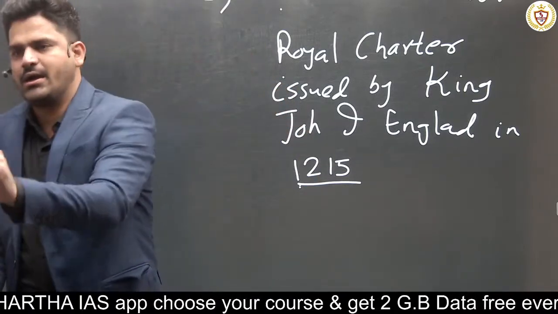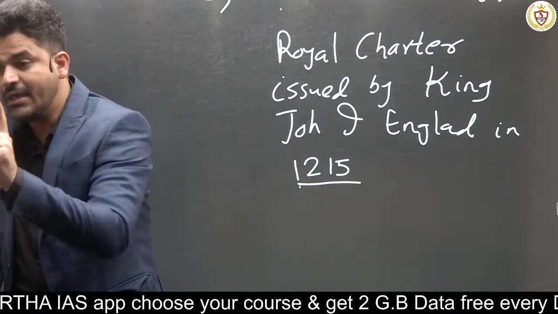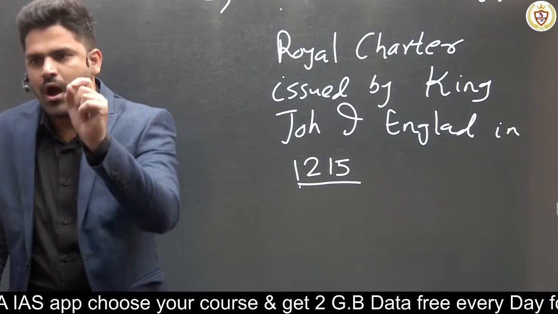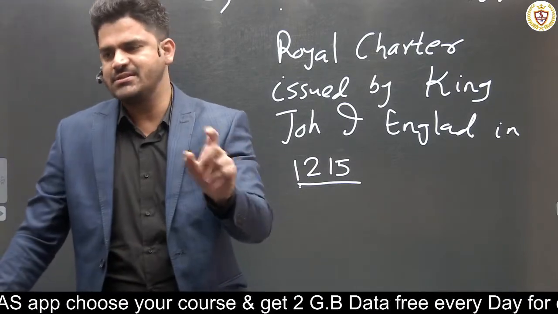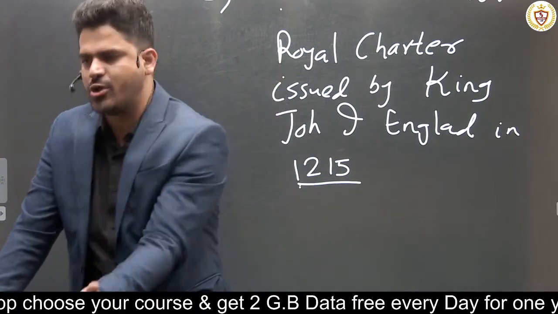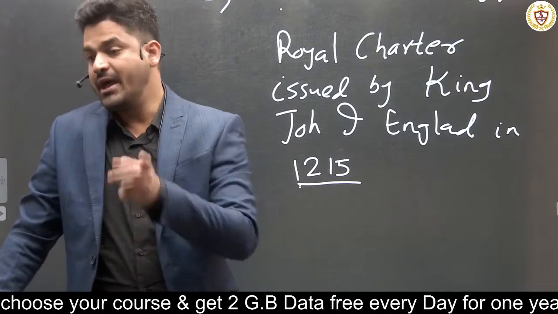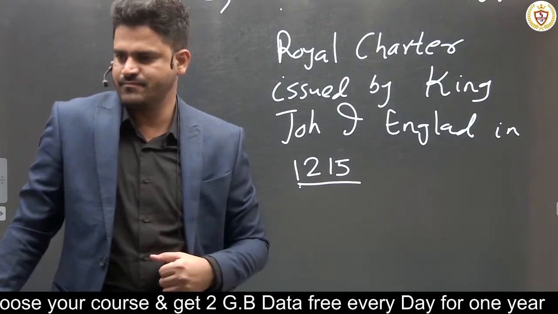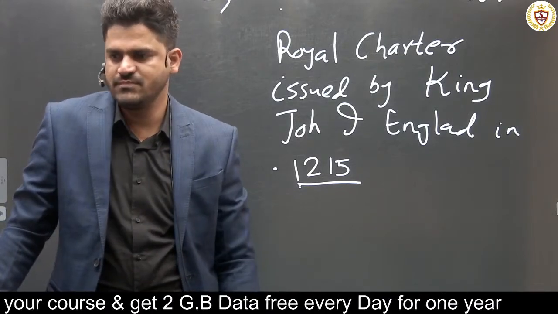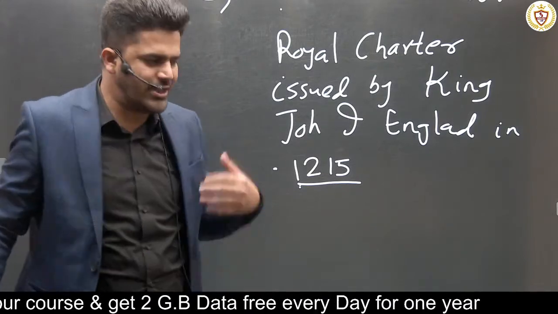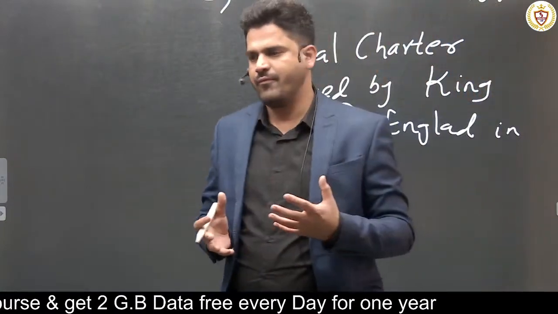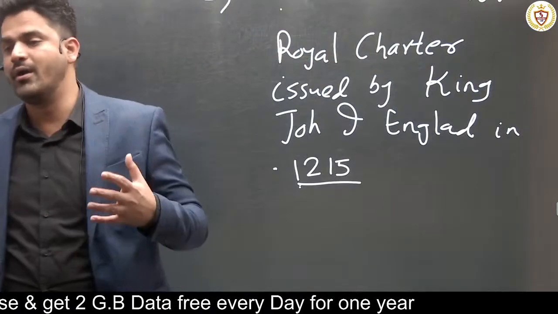Now Magna Carta of 1215 is the first written document about rights of the citizens in the world. It is the oldest and the first written document regarding rights of the individuals. It was issued in 1215. समझ में आया मैग्ना कार्टा क्या है? It is the oldest written document regarding rights of the individuals in the world.